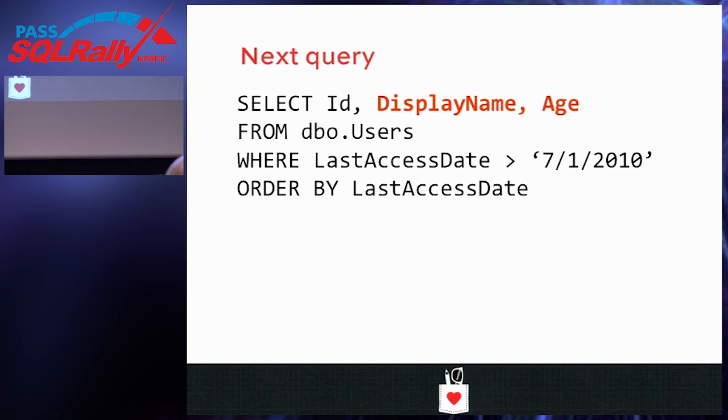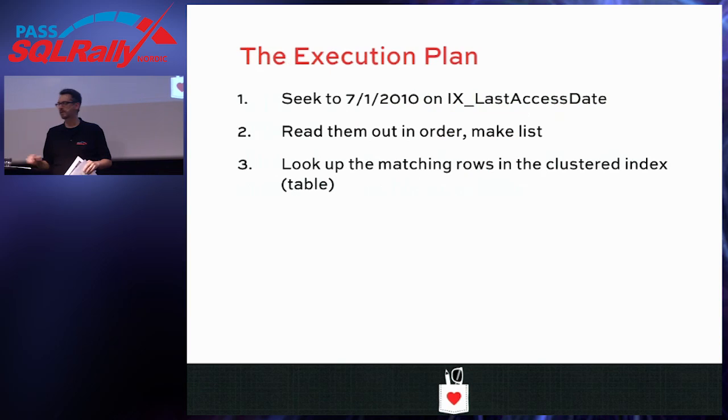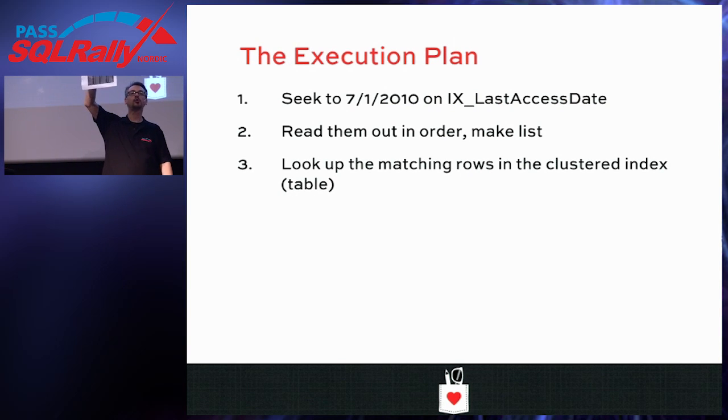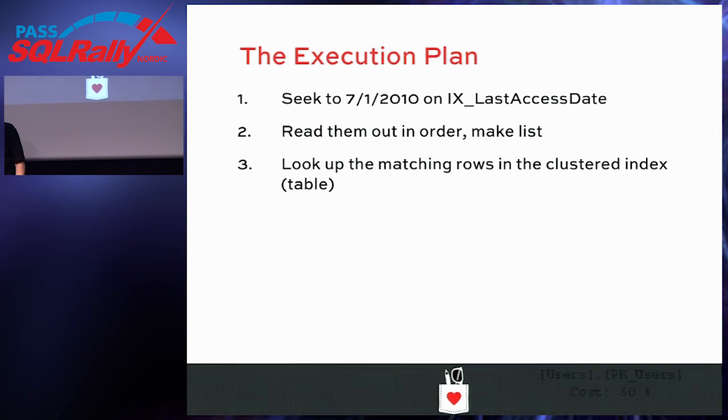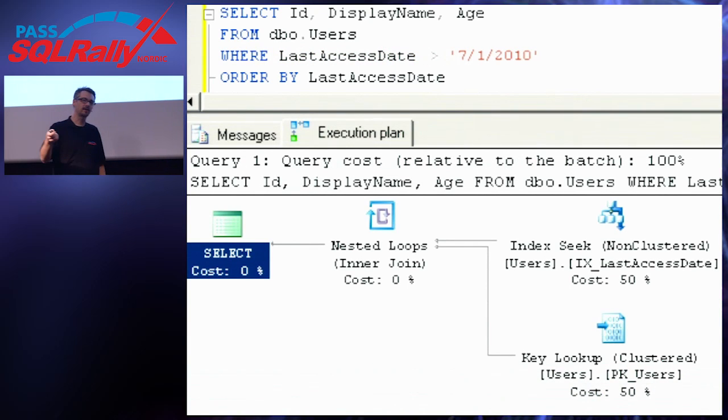The non-clustered index, the black copy, doesn't have display name and age. So what most people will decide to do is first use that index to go through and make a list of all the records that match. They will write down the ID and last access date sorted in order, and then go back and look up the matching data over from the clustered index. They'll do this back and forth boogie. Here's what that looks like for SQL Server.